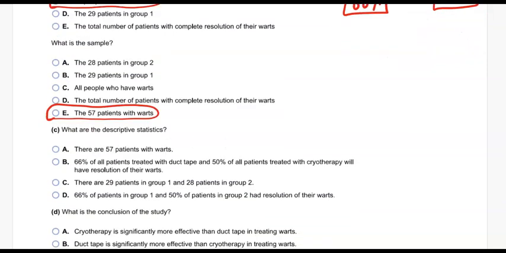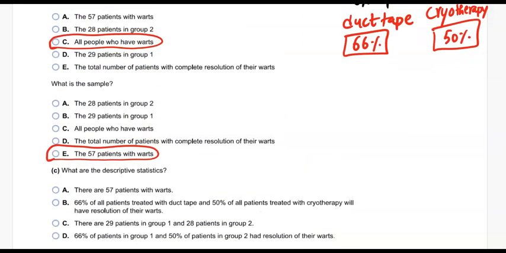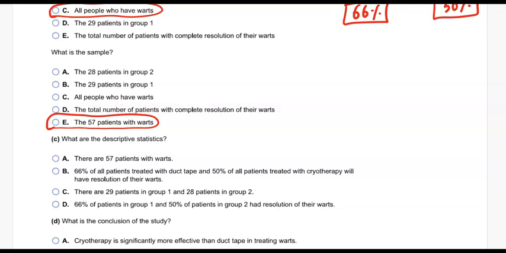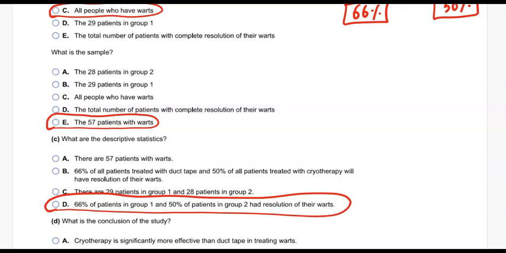So what is descriptive statistics? Descriptive statistics describe the data. If you read it carefully, this is the numerical summary we get. That's the descriptive statistics. It says 66% of the patients in group A, group 1, and 50% of the patients in group 2 had resolution of their warts.